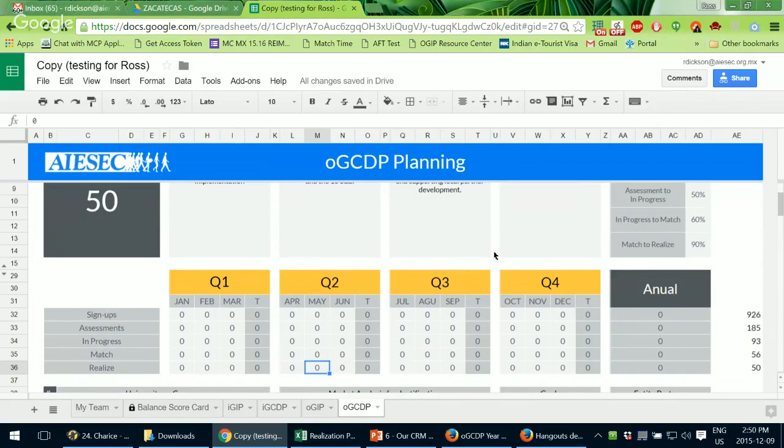So for example, in May, if you put 50 realizations here, you get the proper conversion rate at the top. So you need 900 signups. So this is supposed to help you understand the conversion rate for the whole year. However, you might see a problem. If I want 50 realizations in May, I cannot get 900 signups in May. I need the 900 signups before, in January, February, March. Your signups are the whole year in every single month.